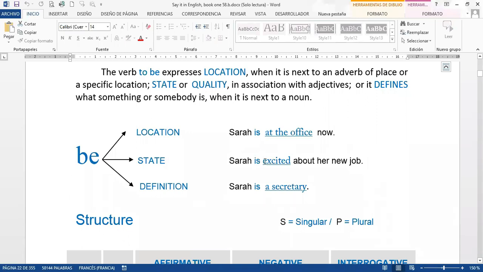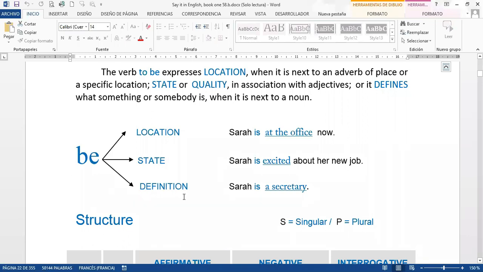So with the verb to be, we use adjectives. Excited, happy, sad, okay? Stimulating. The movie is stimulating. Her job is interesting. Her job is boring. So we define the state of a person, the person's emotional state. We describe the person's emotional state with the verb to be. She's excited, she's happy, she's sad, whatever.